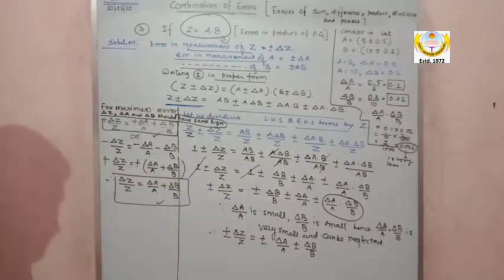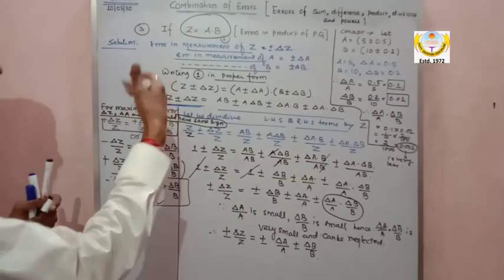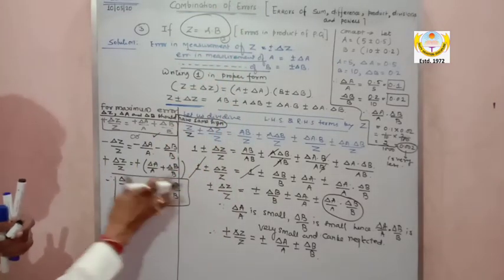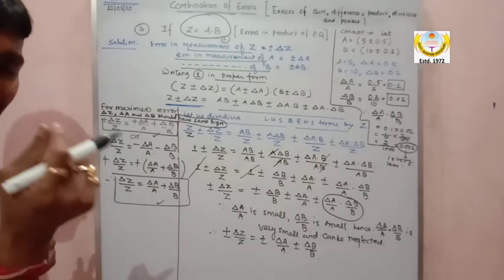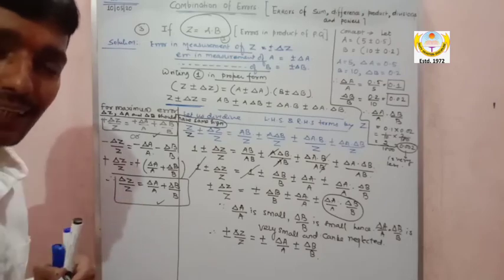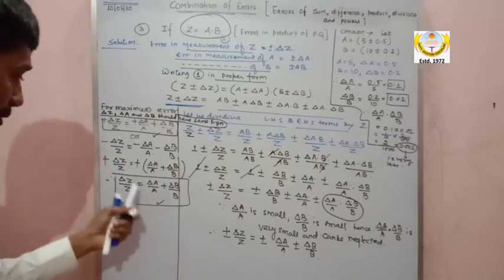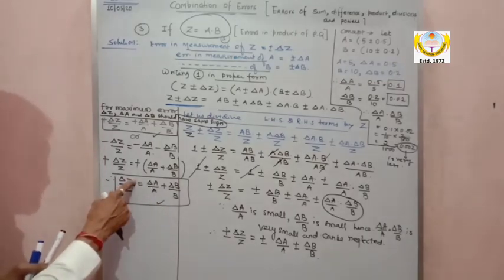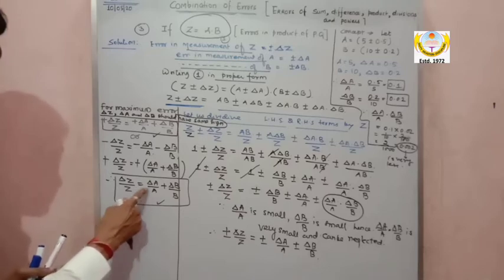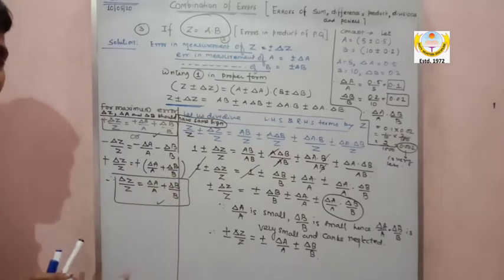But my dear, here I want to add one point. Please make a note of it. My dear, in the earlier topic, in sums and in differences, we have del Z is equal to del A plus del B. Even in difference also, del Z is equal to del A plus del B. But in the product topic, it is not del Z only, it is del Z by Z is equal to del A by A plus del B by B.